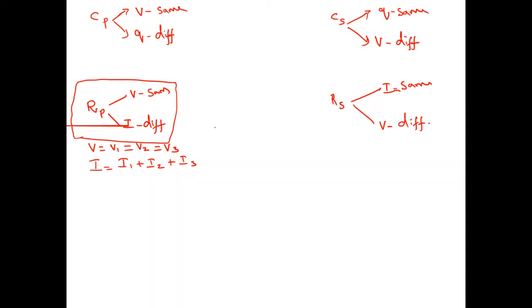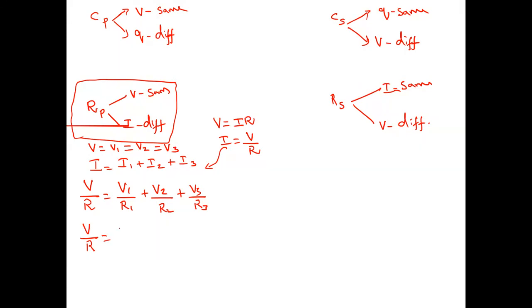Yes. Now I am going to apply Ohm's law. What is Ohm's law? V equals IR. Therefore, I equals V over R. Am I right? So substitute this I value here. The first equation becomes V over R equals V1 over R1 plus V2 over R2 plus V3 over R3. And we said V1 equals V2 equals V3. So I can write V over R equals V over R1 plus V over R2 plus V over R3.